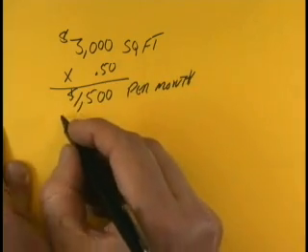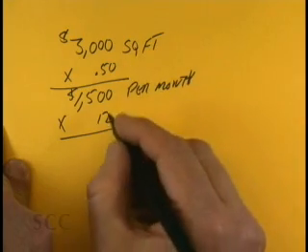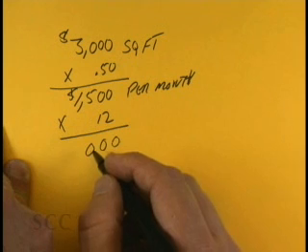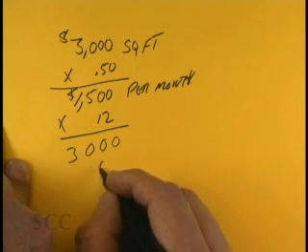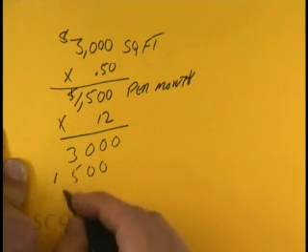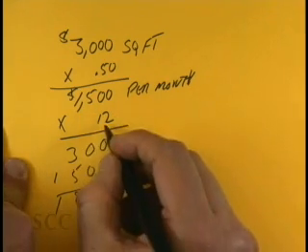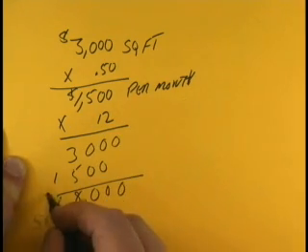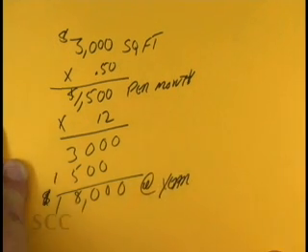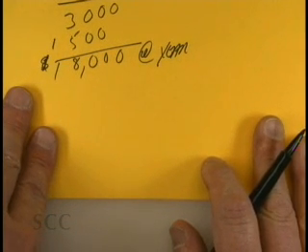Now, over a year's period of time, we're going to pay this 12 times. So 2 times 0 is 0, 2 times 0 is 0, 2 times 5 is 10, carry the 1, 2 times 1 is 2, and 1 is 3. Then 1 times 5 is 5, 1 times 1 is 1, which gives us no decimal points, and it's going to be $18,000 a year. That's how much money we are going to end up paying that landlord.